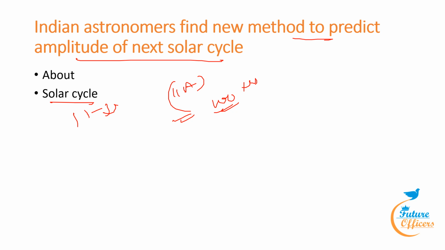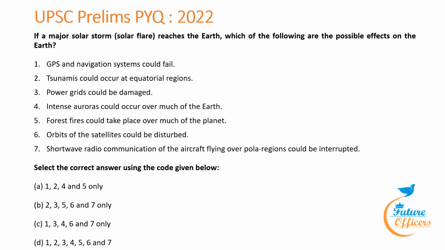This cycle influences space weather, affecting the Earth's magnetosphere and ionosphere. Solar cycles are important for understanding space weather phenomena, which can impact satellite operations, communication systems, and even power grids on Earth. So with this, we have the UPSC prelims question which was asked in 2022.